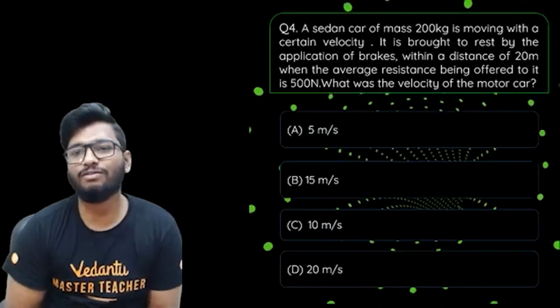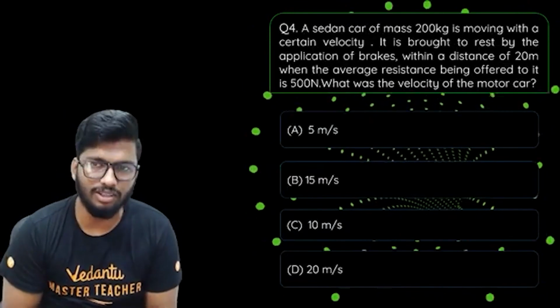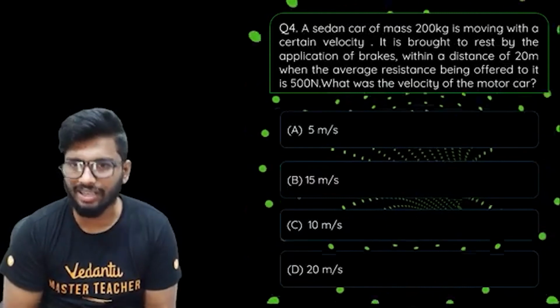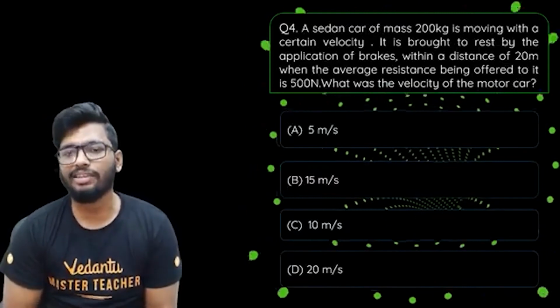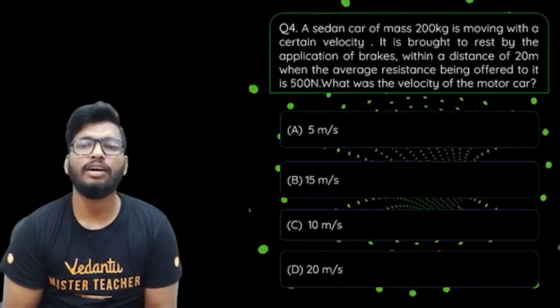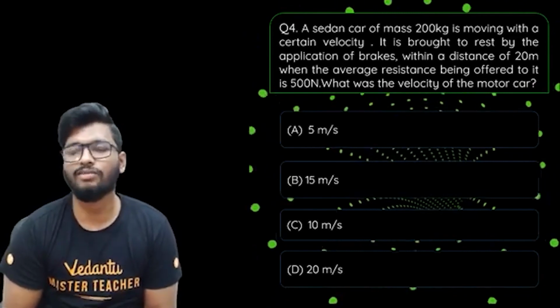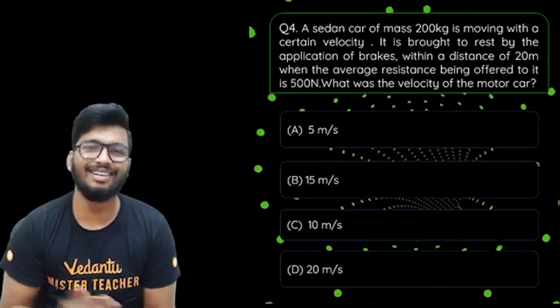A sedan car of 200 kg is moving with a certain velocity. It is brought to rest by an application of brakes within a distance of 20 meters. When the average resistance being offered to it is 500 Newton, what was the velocity of the motor car?